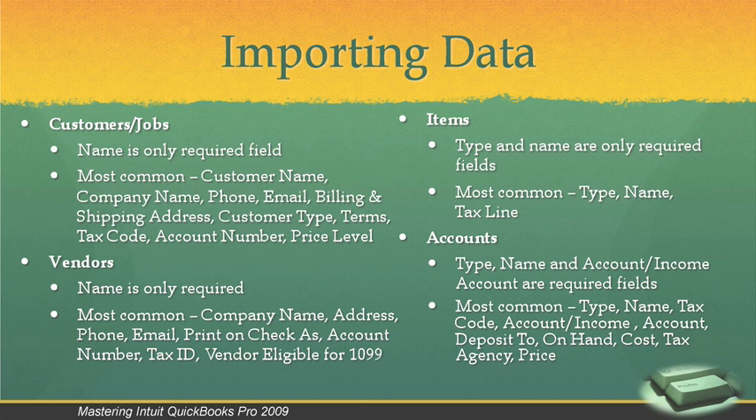Items require type and name only, but again, you'll probably have type, name, and the tax line, because that's what we're interested in with those kinds of items. And lastly, for an account, the type, name, and account or income account are required, and you'll have all of those plus maybe a deposit to, quantity on hand, the purchase cost versus the sales price, and maybe even a tax agency. So when you import data, you want to have it cleaned up again in the spreadsheet, and then we'll go through an import process.